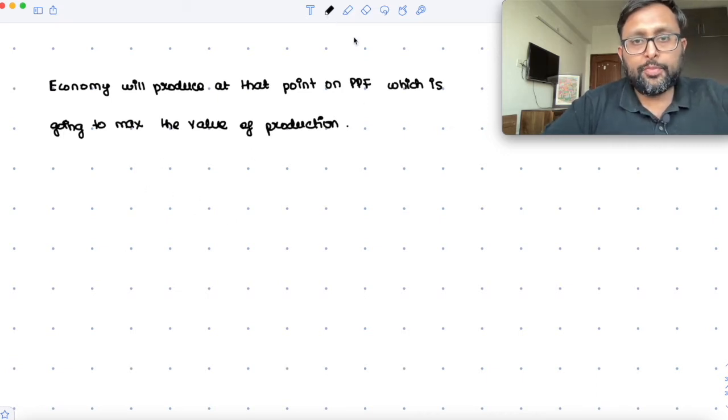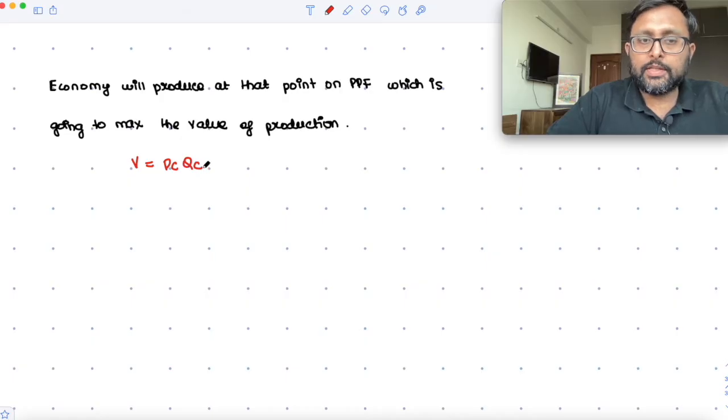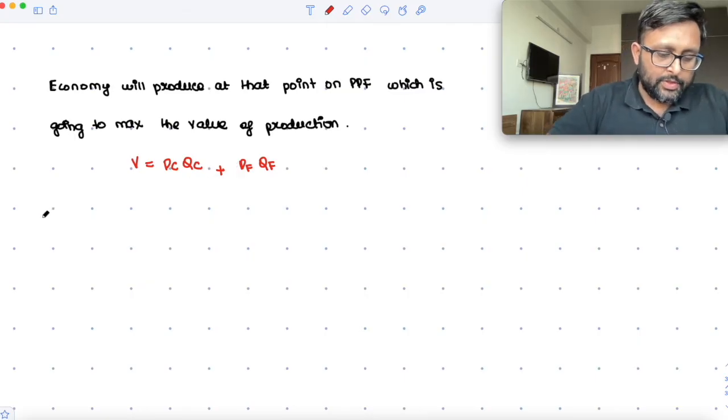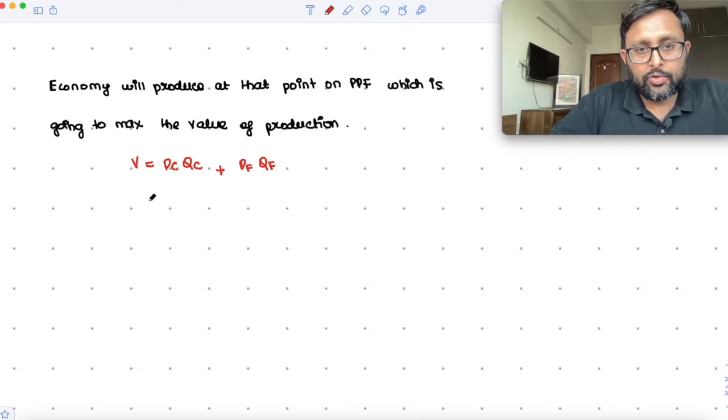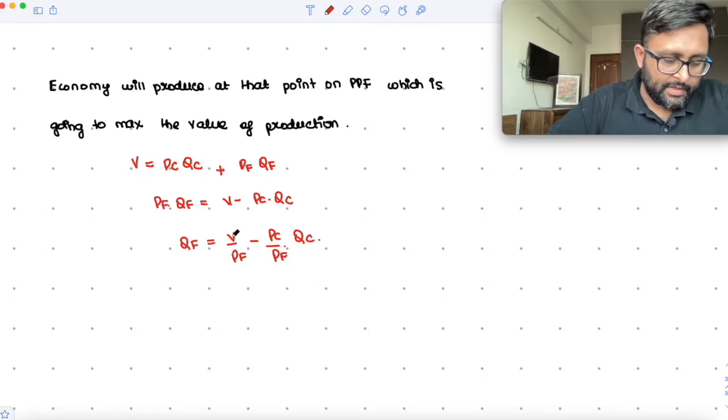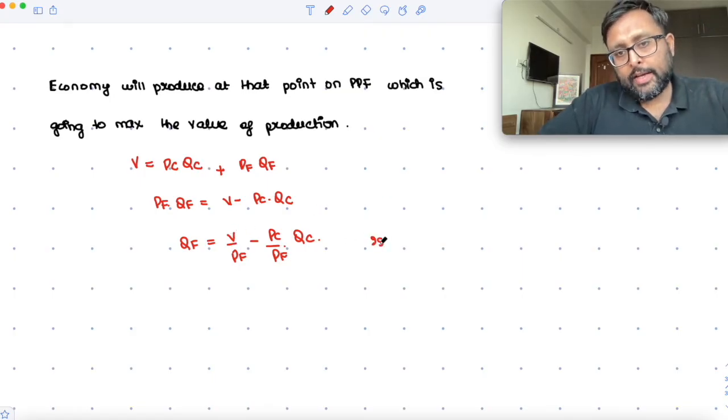So what is going to be the value of production? Let's say V is the value of production. You're producing QC. What is the per unit price of cloth? PC. So PC times QC is the value of cloth production. You're producing QF, and the per unit price of food is PF. So PF times QF is the value of food production, right? So V is equal to PC QC plus PF QF. This is basically telling you an iso-value line. So I can write this as PF QF is equal to V minus PC QC. So QF is V upon PF minus PC upon PF times QC. So this is what my iso-value line is.